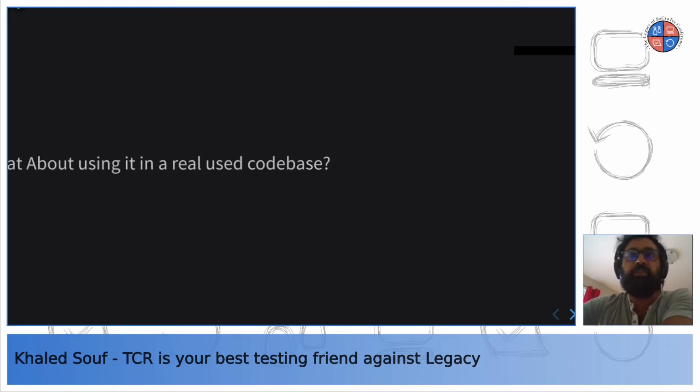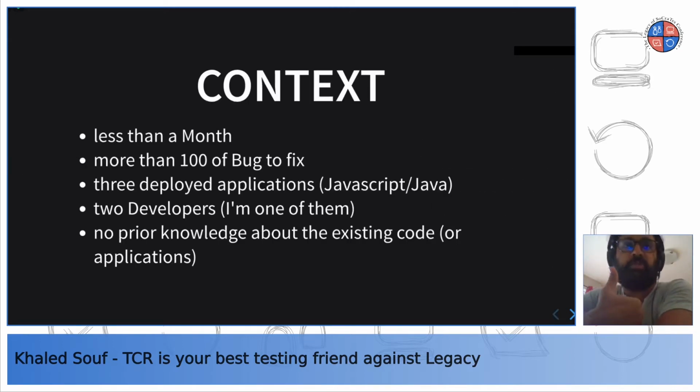So how do you actually use this in a real code base? I'm going to give you some context in which we've been using it. We had less than 1 month to do our work, and more than 100 bugs to fix with different priorities, on 3 deployed applications. One was Java, and the 2 other applications were in JavaScript. We are 2 developers, and it was also our first time dealing with that code base. No one knows how it actually works.